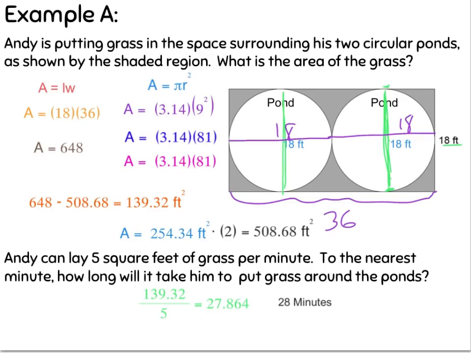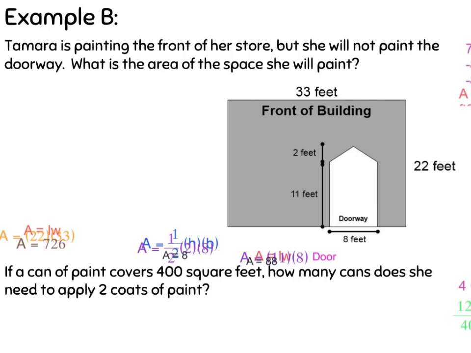Let's take a look at the next one. This next one says Tamara is painting the front of her store, but she will not paint the doorway. What is the area of the space she will paint? And then a second question says a can of paint covers 400 square feet. How many cans will be used to apply 2 coats of paint? So that's probably important. So let's start by finding the area of the front of our building.